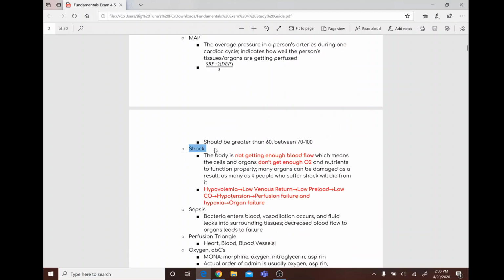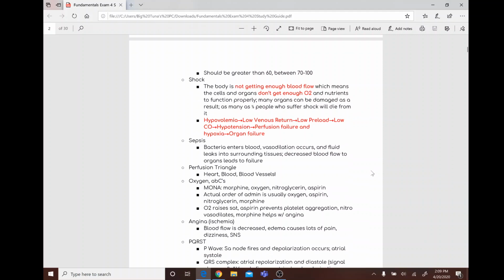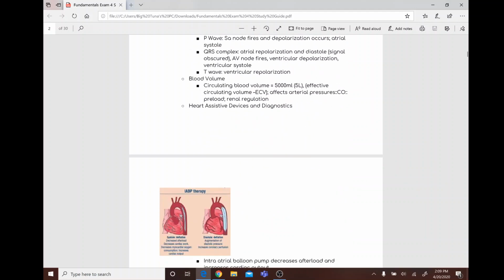What is shock? Not getting enough blood flow, not enough oxygen, organs can't function properly, and they die. What is sepsis? Bacteria enters blood, vasodilation occurs, and fluid leaks into surrounding tissues. Decreased blood flow to organs leads to failure. What is the perfusion triangle? Heart, blood, and blood vessels. What is MONA? Morphine, oxygen, nitroglycerin, aspirin, and you administer oxygen, aspirin, nitroglycerin, and morphine. That's the order.